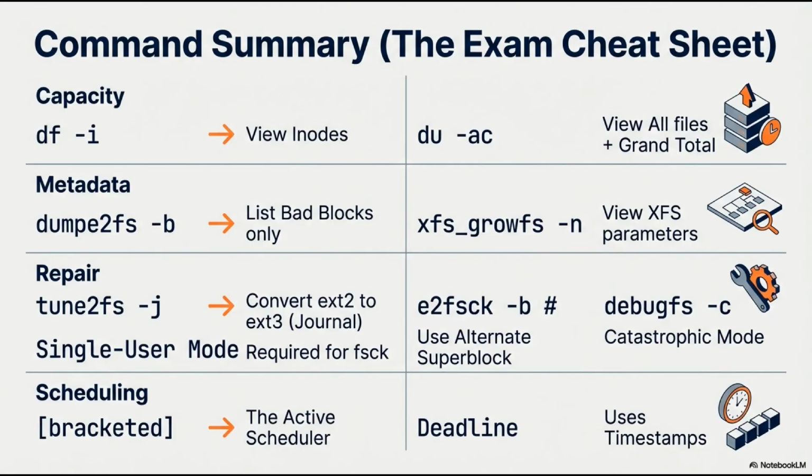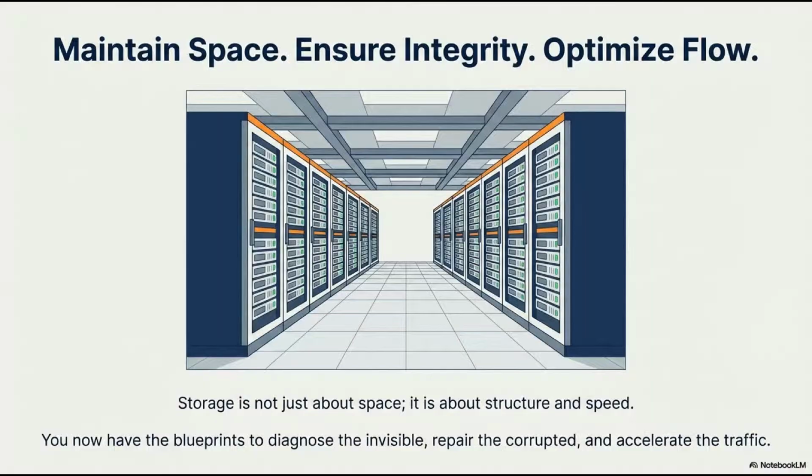Repair. debugfs -c, catastrophic mode. It opens the file system even if the bitmaps are completely destroyed. And finally, scheduling. The text inside the brackets is the active scheduler. That brings us to slide 15, the conclusion. Maintain space, ensure integrity, optimize flow.